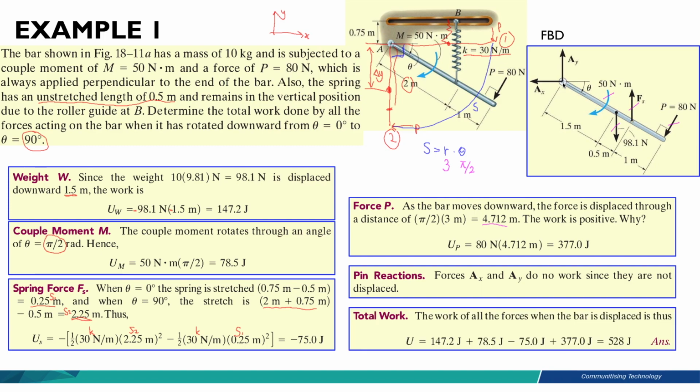So in total, we can calculate the total work done by all the forces acting on the bar here. We have 147.2 plus 78.5 from the couple moment minus 75 from the spring force plus 377 from the force P. Therefore, the total work done is equal to 528 joule. So that is how you calculate the total work done by the forces acting on a rigid body.